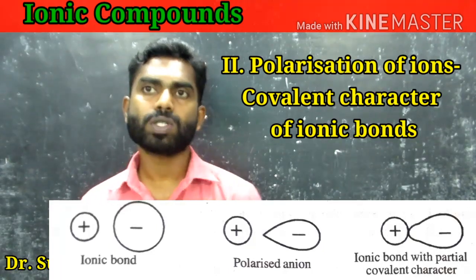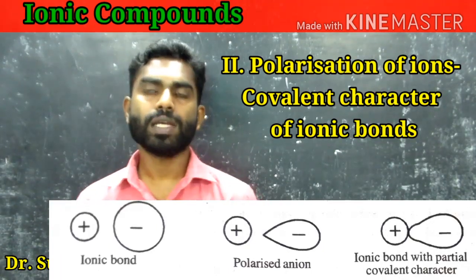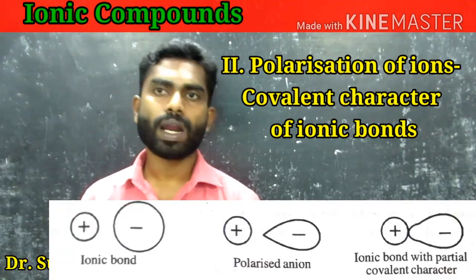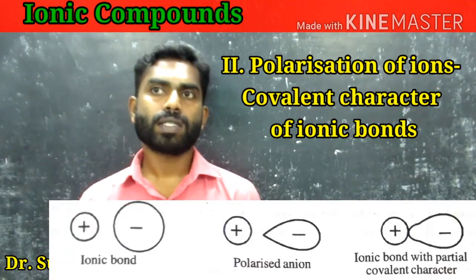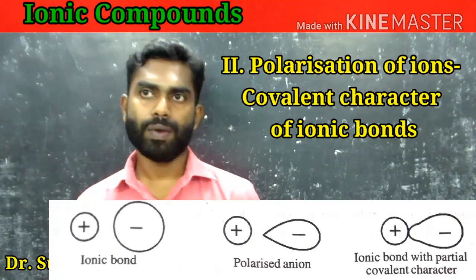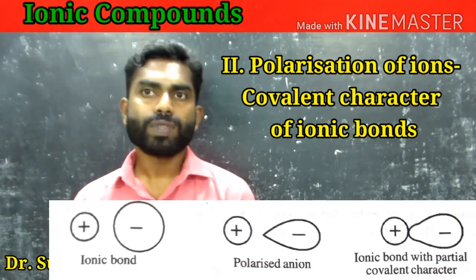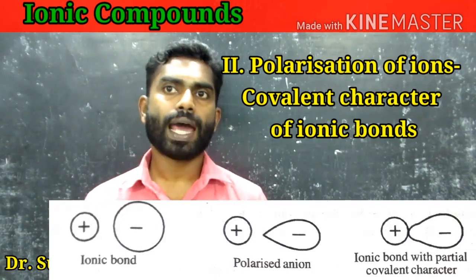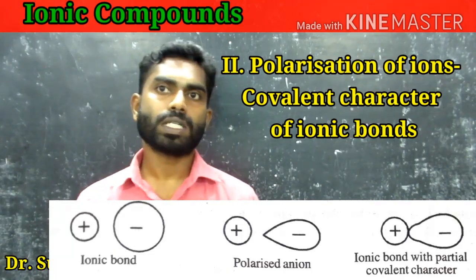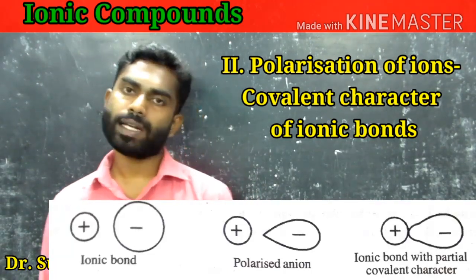When cations approach an anion closely, the net positive charge on the cation tends to attract the electron cloud of the anion towards itself and simultaneously tends to repel the nuclear charge of the anion. Due to the operation of these two forces, the electron cloud of the anion loses its spherical symmetry and gets deformed or distorted, thereby getting elongated towards the cation.